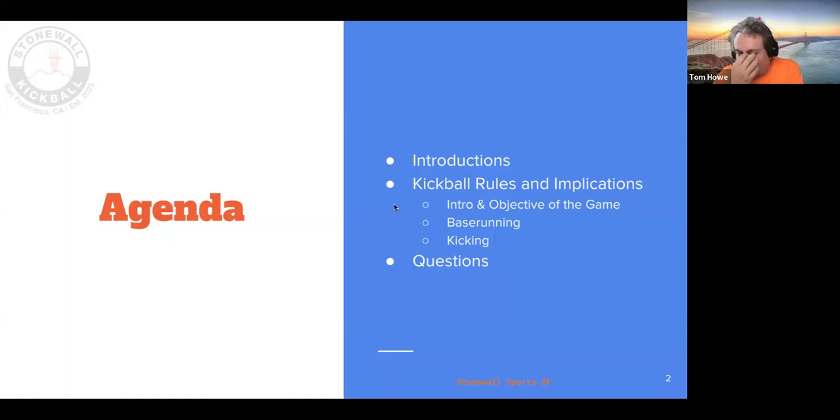Then we're going to go through kickball rules and implications. Implications here means the consequences of rules, and what that means for specific situations within the game. We'll focus primarily on general layout, followed by base running and kicking, and we'll wrap it up for questions.